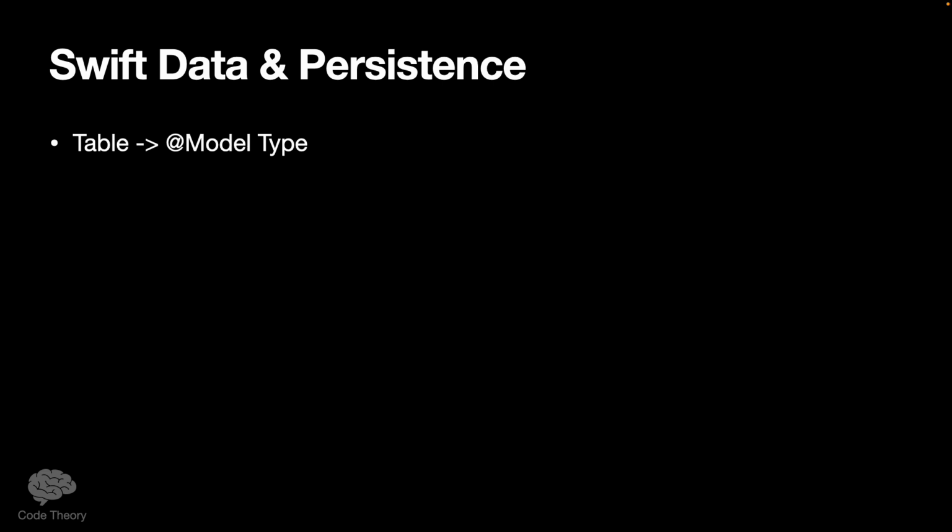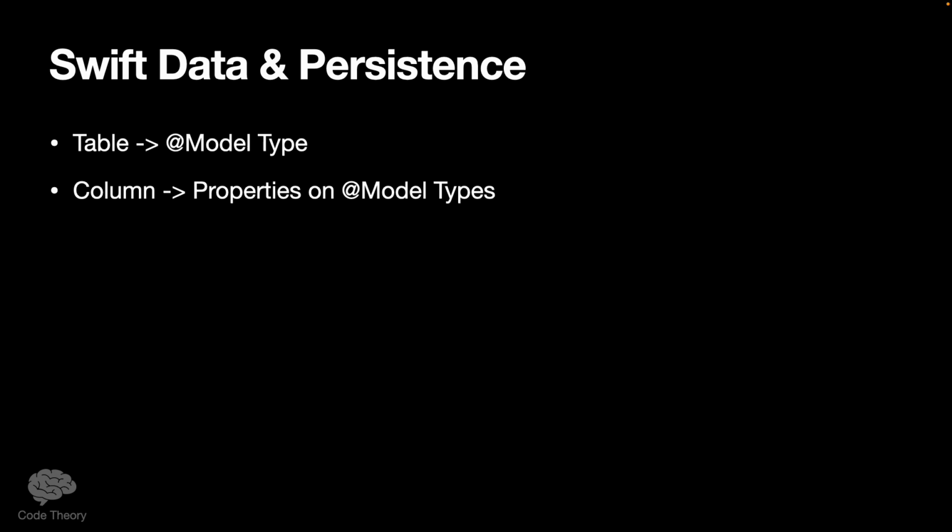When you define your models, okay? So when you have a class that you want to be a table or an entity or whatever that gets persisted, you annotate it with the @model macro in front of the type. And that's all you do, okay?